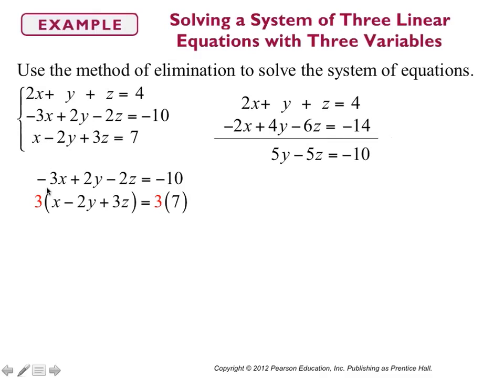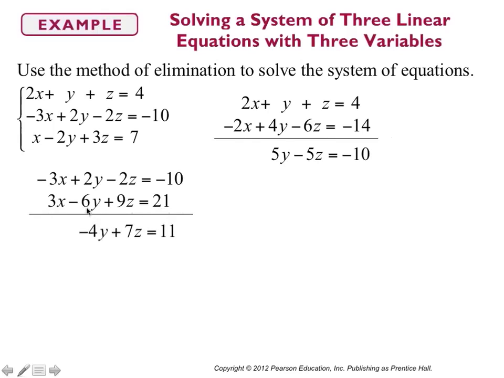So we have our second equation, which is -3x plus 2y minus 2z equals -10. And then we have our third equation, and we multiply everything by 3. If we do that, we're left with 3x minus 6y plus 9z equals 21. Then we just add these two equations together, so we're left with -4y plus 7z equals 11. And I would put a little star next to this equation as well.